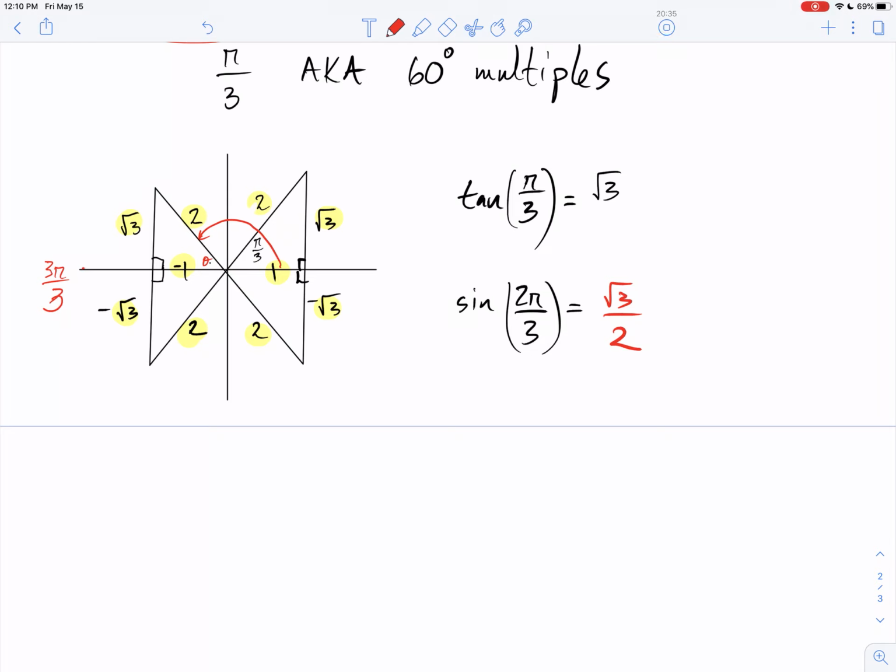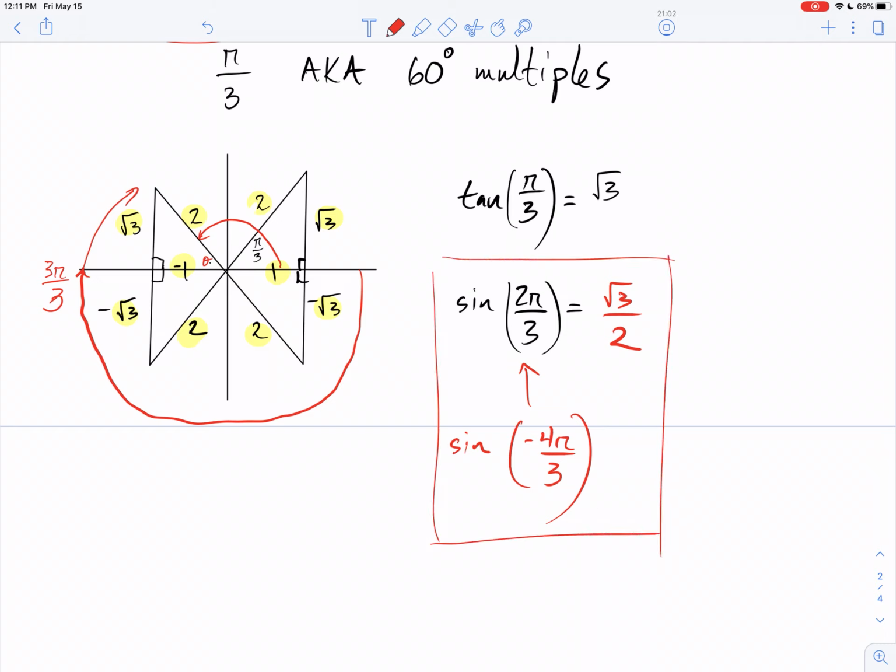Now, let me ask you, since I got this one right here, if they had asked me for the sine of a negative 4 pi thirds angle, that would be going clockwise. That would be 3 pi thirds, because halfway around is pi radians. And then I'd go a little bit more. Would these two be the exact same answer? Yes, they would. They would be coterminal. They both have the same exact reference triangle when you get there.